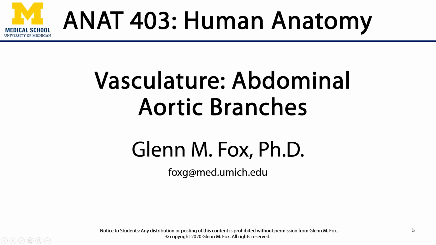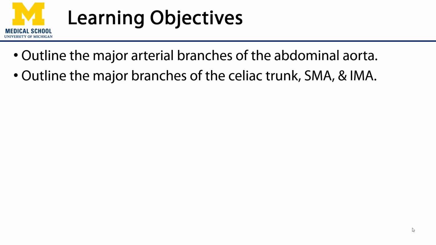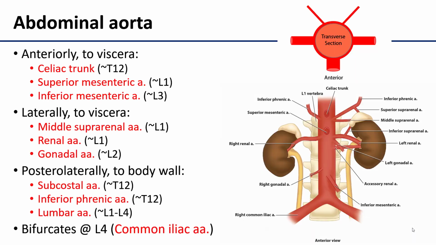Hi, let's talk about the abdominal aorta and its branches. In this video, we'll discuss the major arterial branches of the abdominal aorta, and we'll also touch on some of the major visceral branches of the abdominal aorta, in particular, branches of the celiac trunk and the superior and inferior mesenteric arteries. So first, let's start at what is the abdominal aorta.